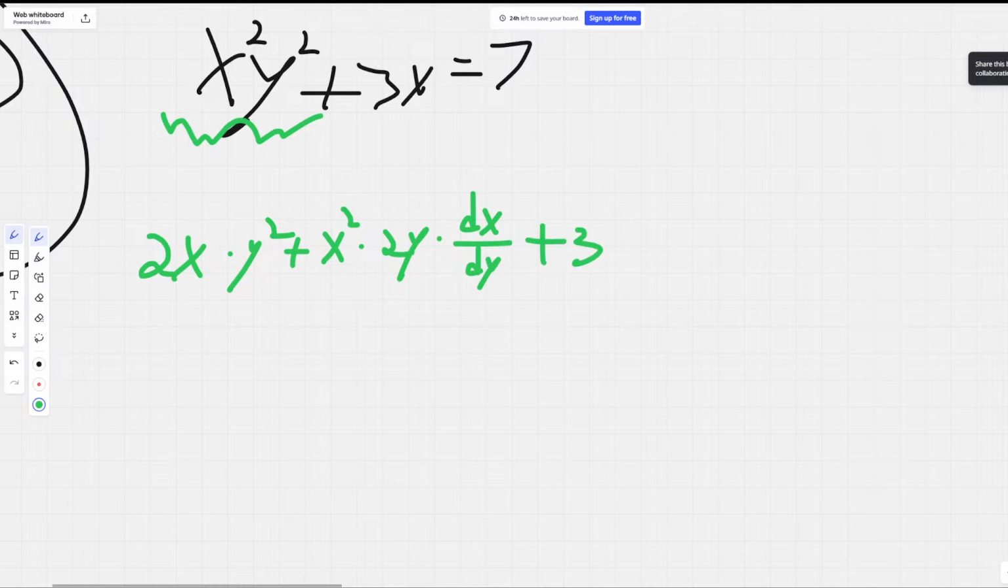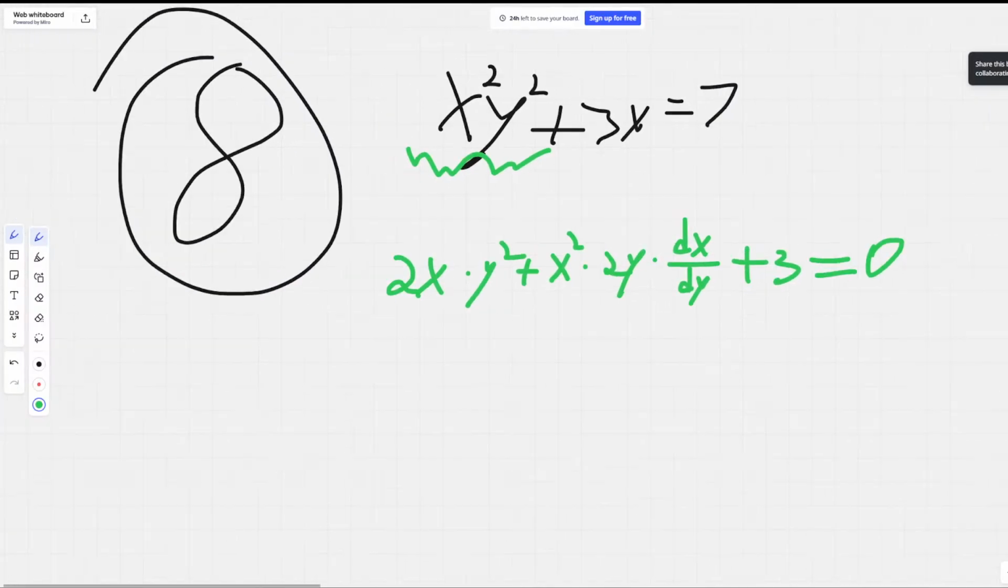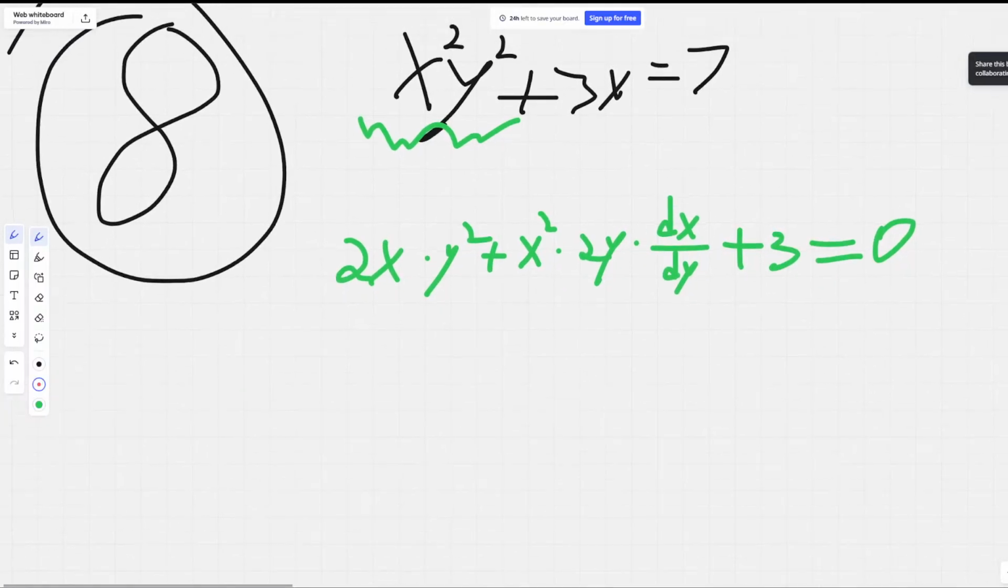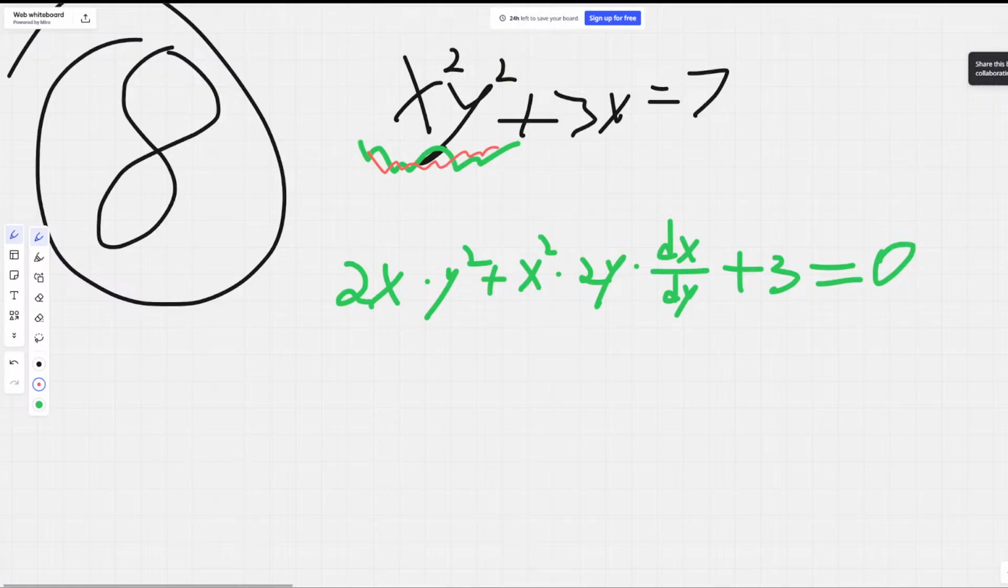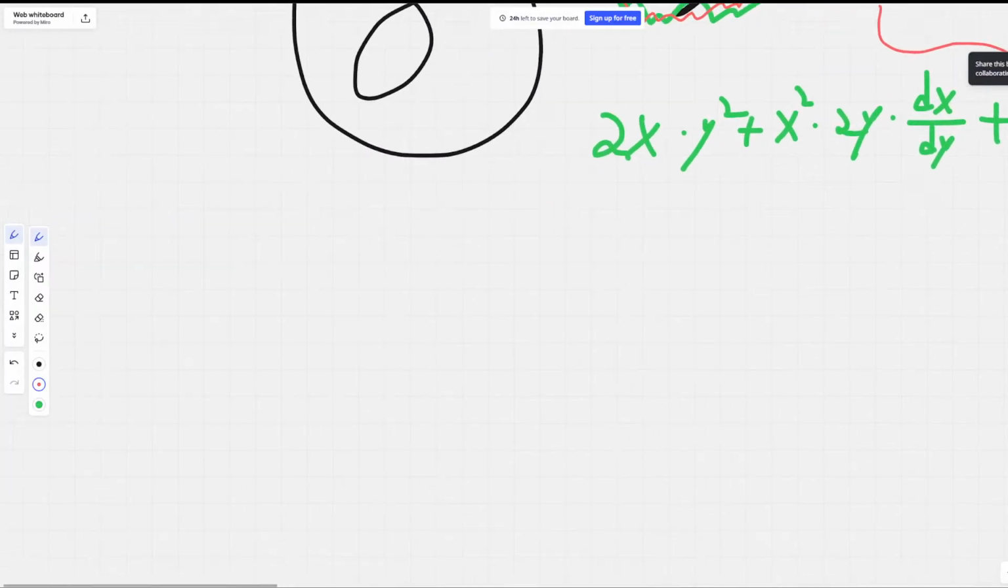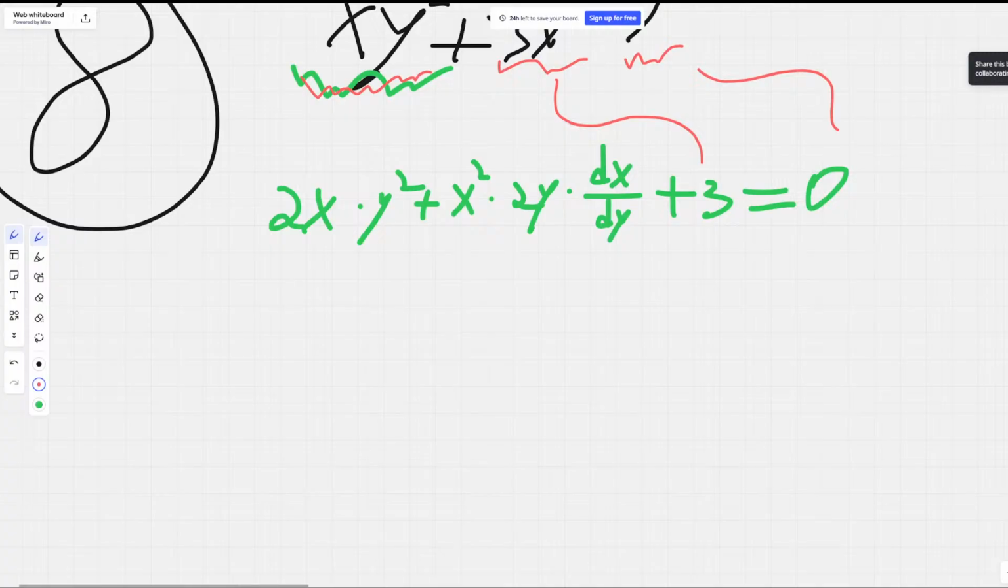Okay, plus 3 equals 0. Perfect. Piece 1. Oops. And this was piece 3. This is piece 3, which is that. And now we'll put it together. Put all this together here.